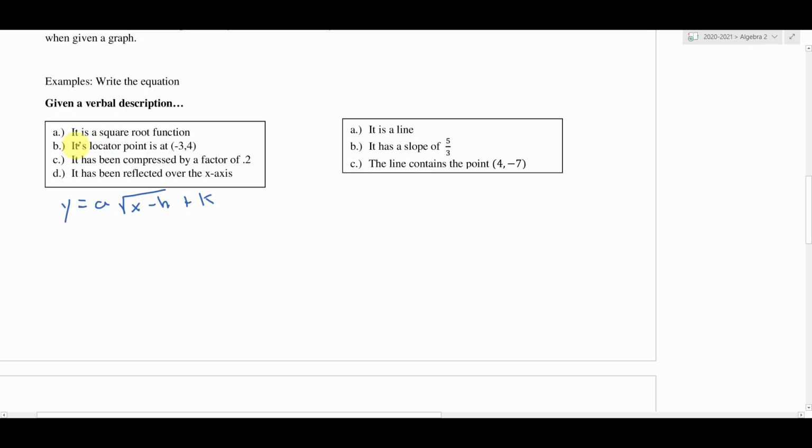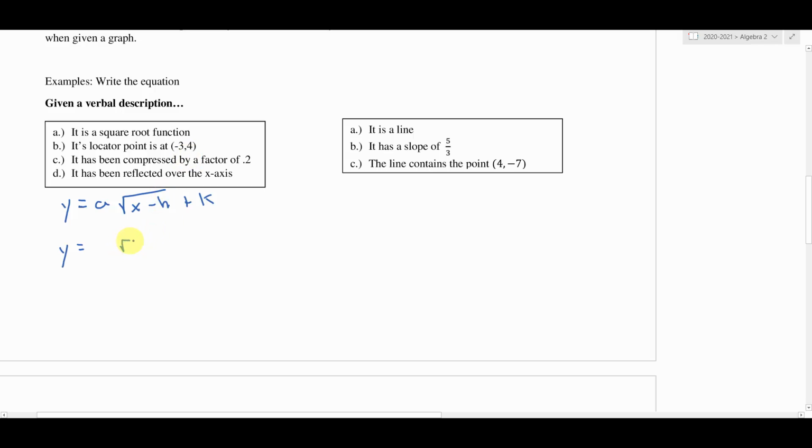All right, so I've got a times the square root of x minus h, plus k, and that x minus h is inside of a square root. Now it tells me that the locator point is at negative 3, 4. So they're telling me my h and my k values by telling me the locator point, because I remember the locator point always starts at 0, 0. Okay, so if I have a locator point that's now at negative 3, 4, I know that it's been moved left and right, up and down.